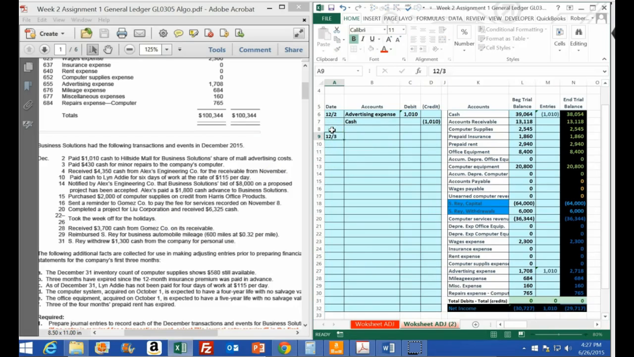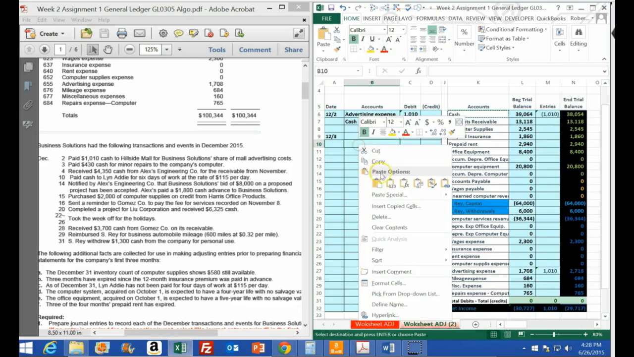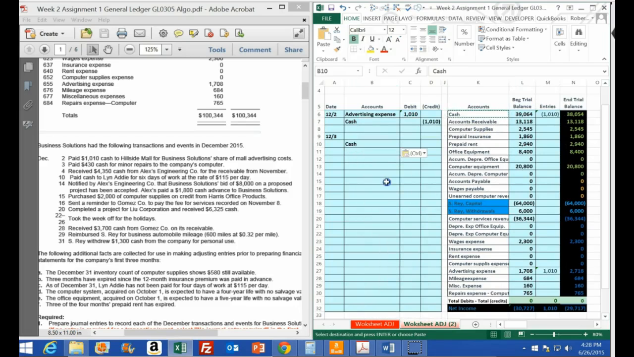So on 12.3, paid $430 cash for minor repairs to the company's computer. So once again, is cash affected? Yeah, we paid cash. Cash is a debit balance. We're going to make it go down by doing the opposite thing to it, which in this case would be a credit. Going to put the credit on the bottom, pasting it 1, 2, 3, and the credit is, in this case, negative 430.